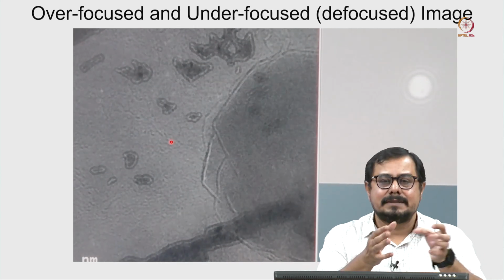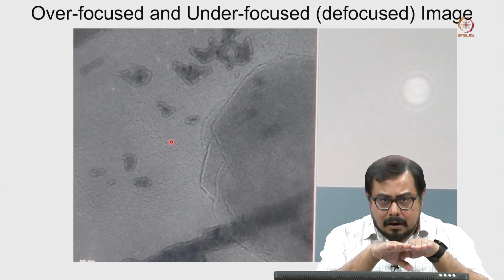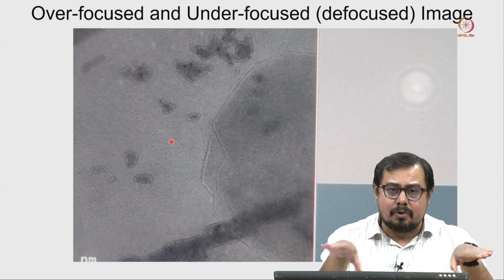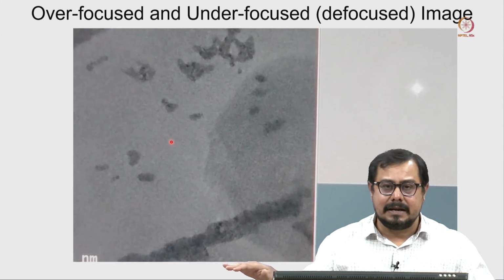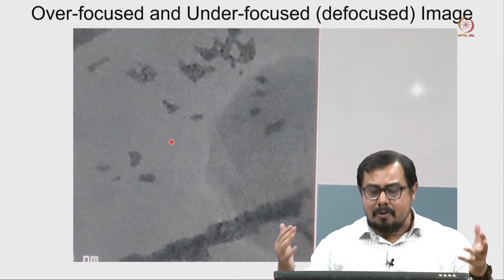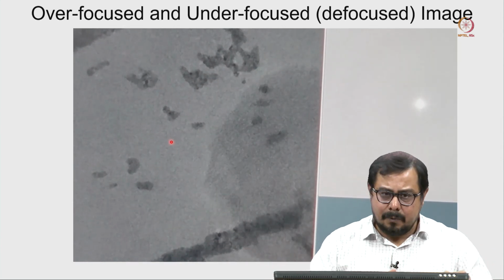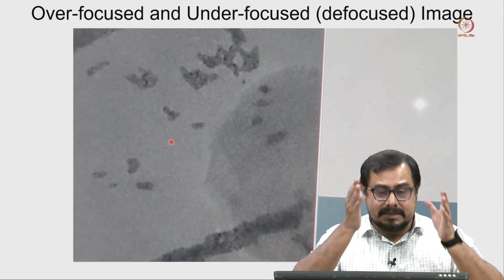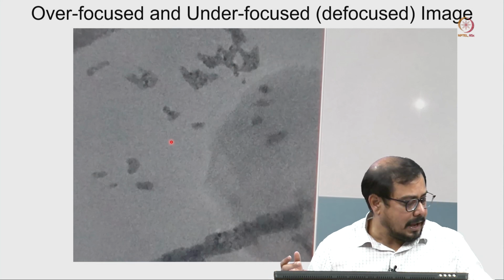So that is the reason whenever we are collecting data in an over focused or under focused condition, we should be consistent, and collect data in that condition all the time. So now we want to compare these things side by side. One is an under focused image and one is an over focused image. Same image, same position, how does it look?